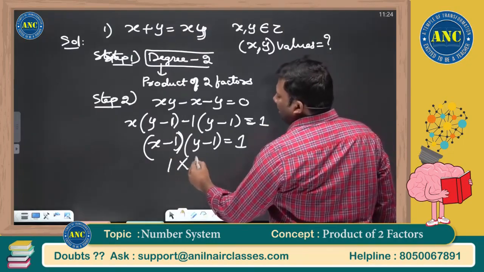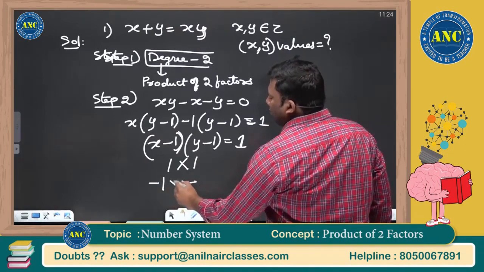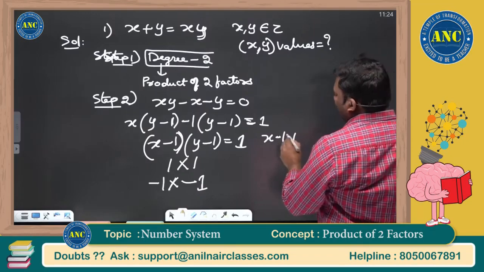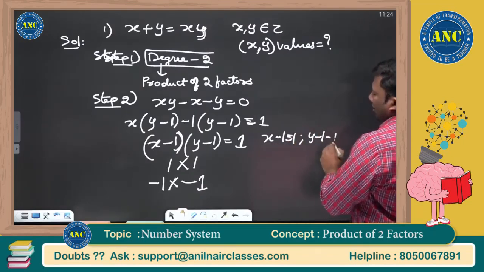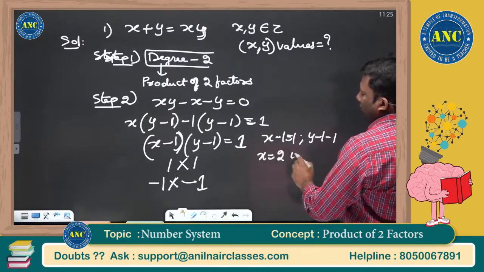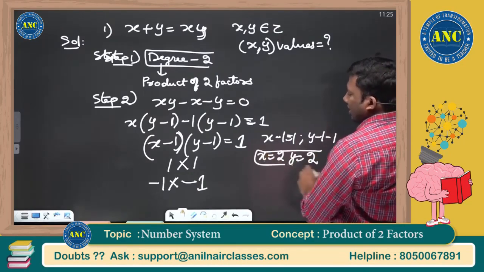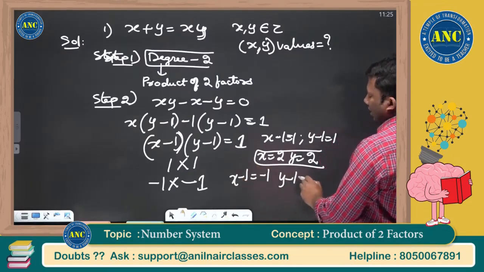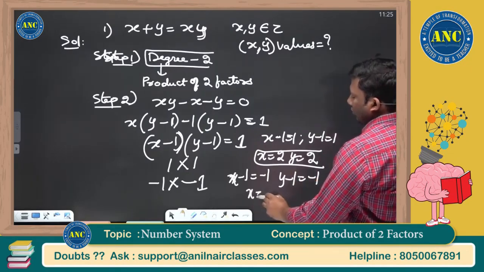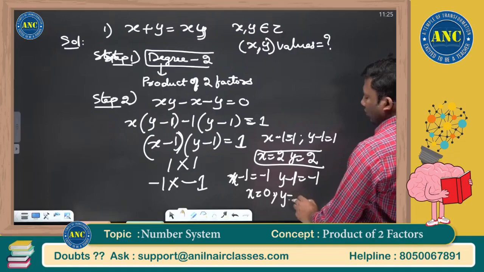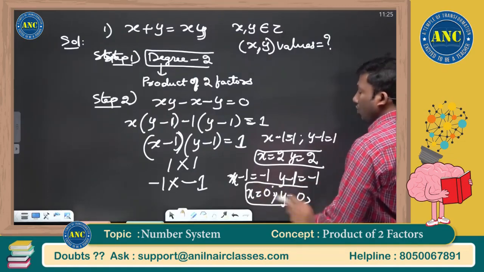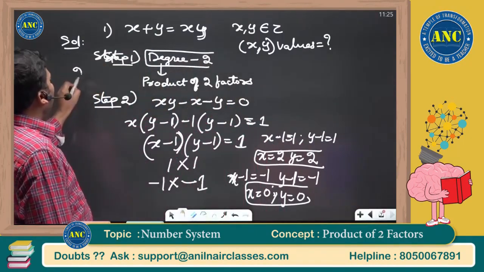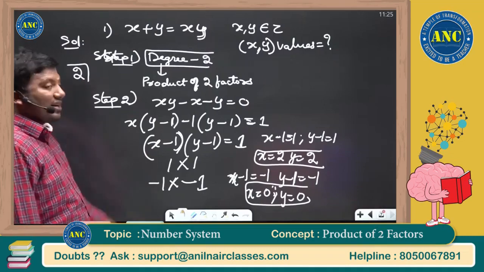So it is nothing but 1 into 1 and minus 1 into minus 1. x minus 1 is 1, y minus 1 is 1, so x value will be 2 and y value will be 2. One solution. Second solution: x minus 1 is minus 1, y minus 1 is minus 1. x value will be 0 and y value will be 0. 0 and 2 both are integers. So how many solutions did x and y take? 2 solutions.